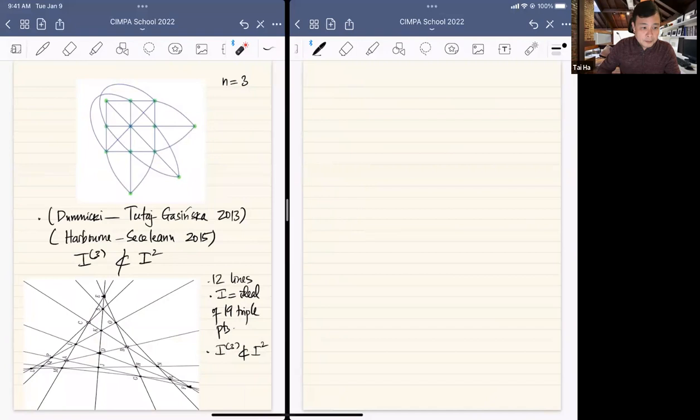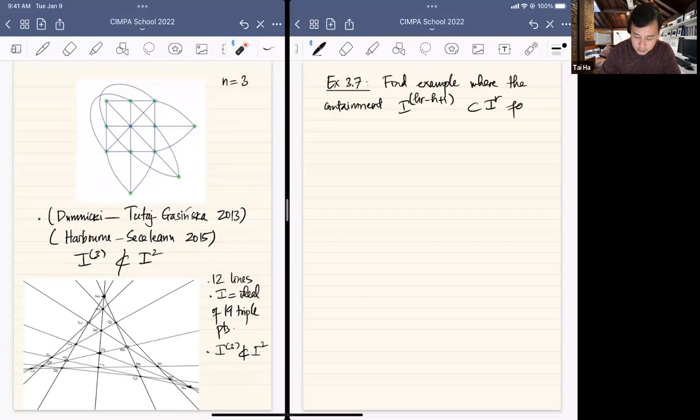So maybe I'll give you an exercise that you can just try. I don't remember what number it is, maybe 3.7. Find an example where the containment I to the (HR minus H plus one) containing I to the R fails with R bigger than, say, 3. So far, all known counterexamples always fail when R equals 2, right? So it always fails at the smallest value of R. As I said, there are not too many counterexamples. So among all the known counterexamples, there is none that actually fails for higher power R here.